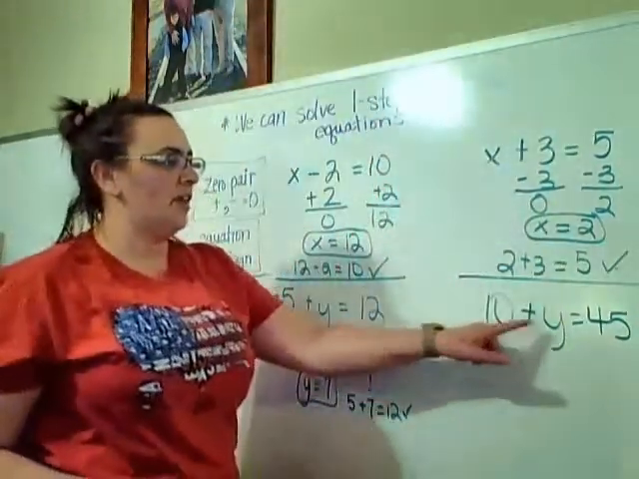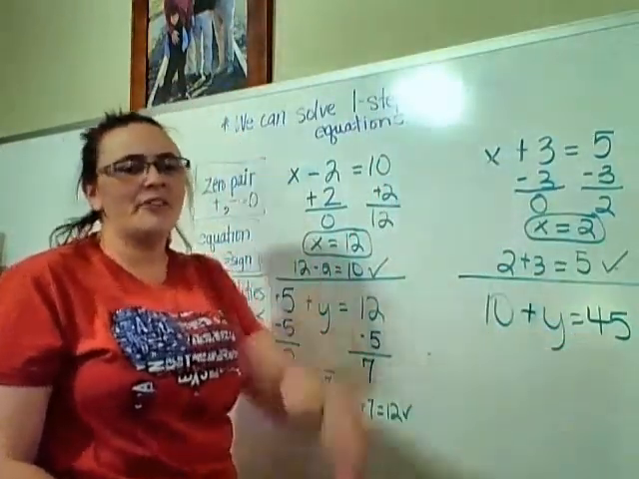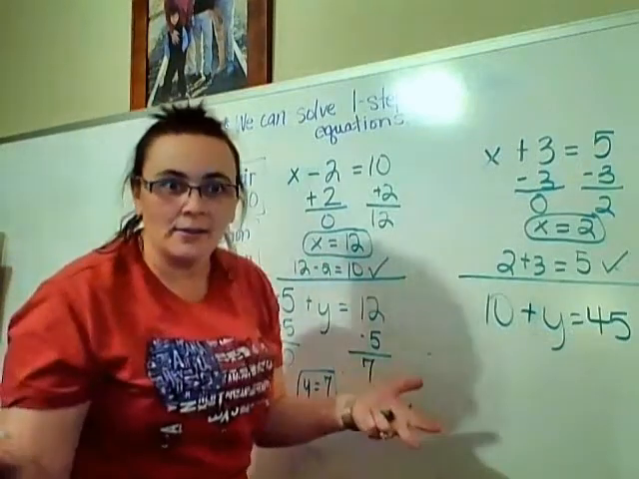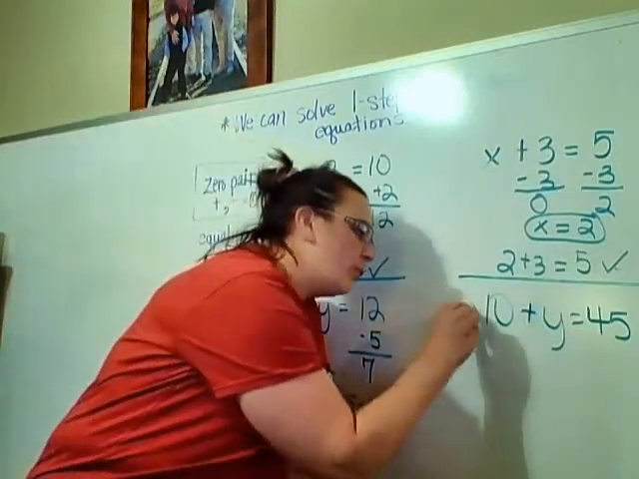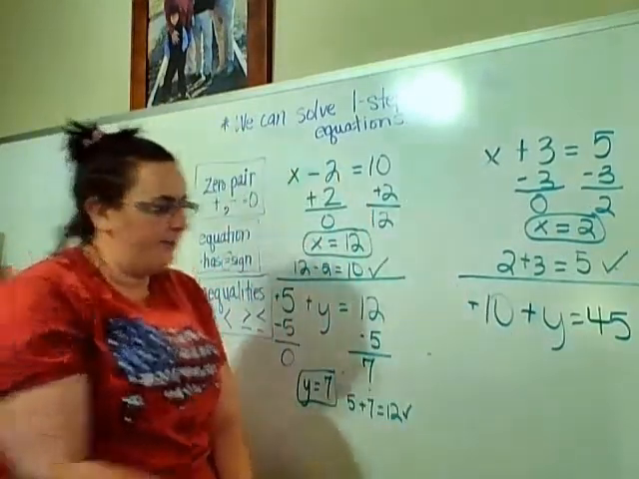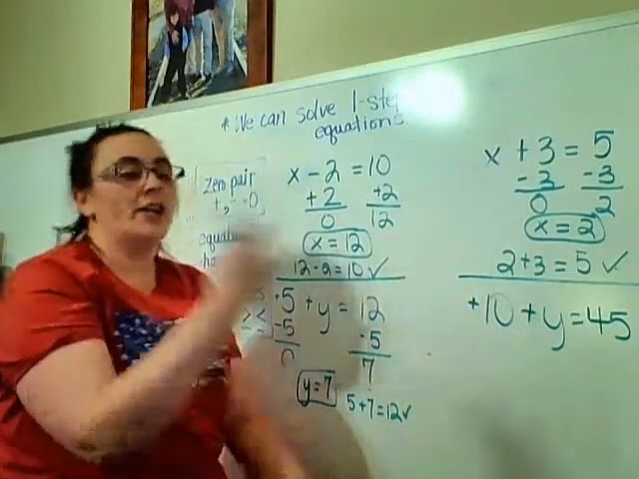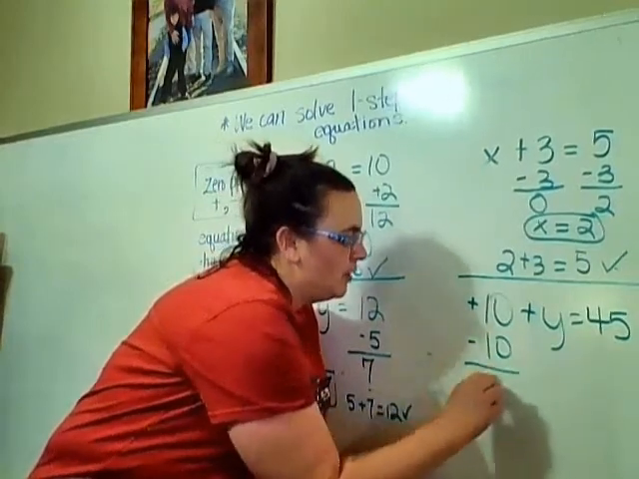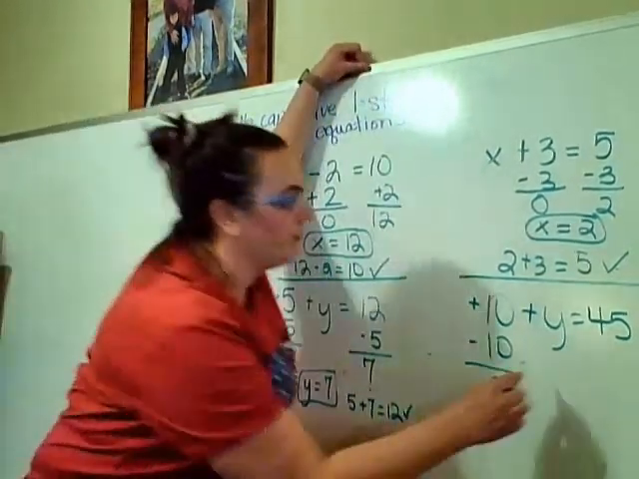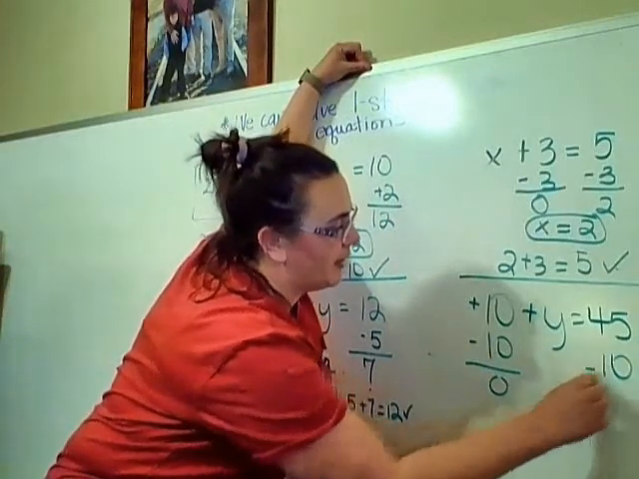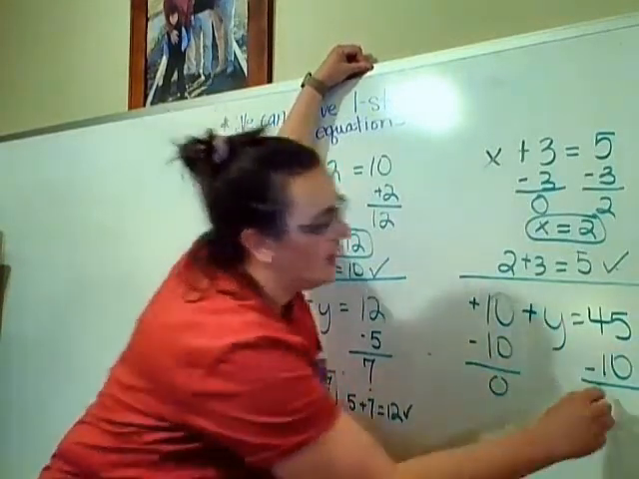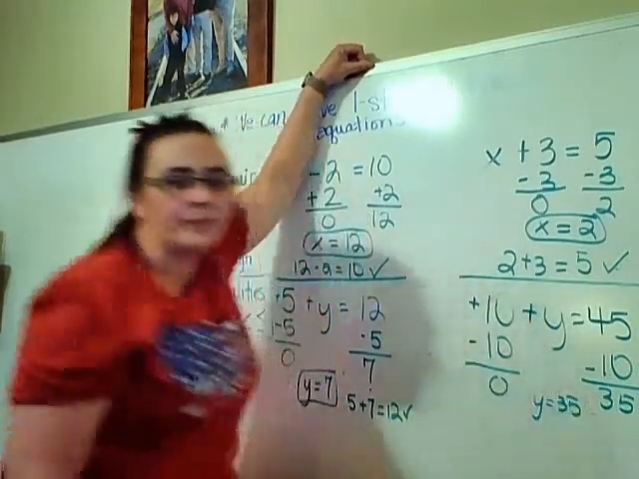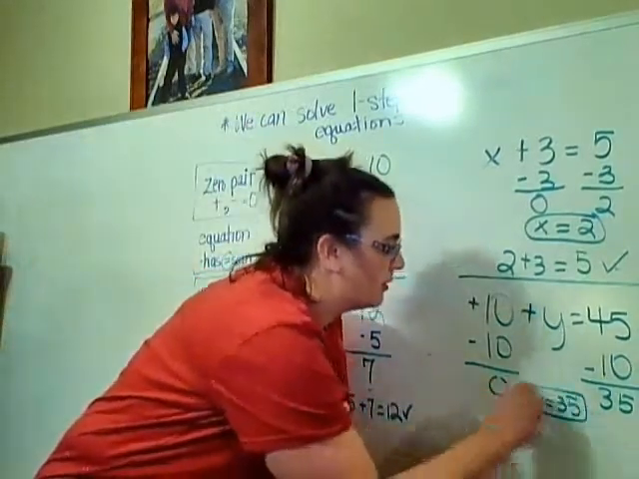All right, so now I'm going to look here. I've got 10 plus y equals 45. Now, many of you are already like, well, duh, I know what that is. I know what's missing. Great. That's awesome. So we know that this is really a positive 10. So to undo that, to make this 0 on this side, I'm going to say minus 10, which leaves me with 0. And then I'm going to do minus 10 here on the other side of the equal sign. And I'm left with 35. Y equals 35.